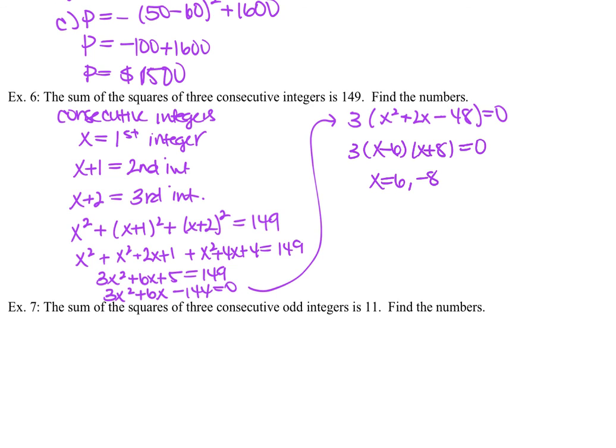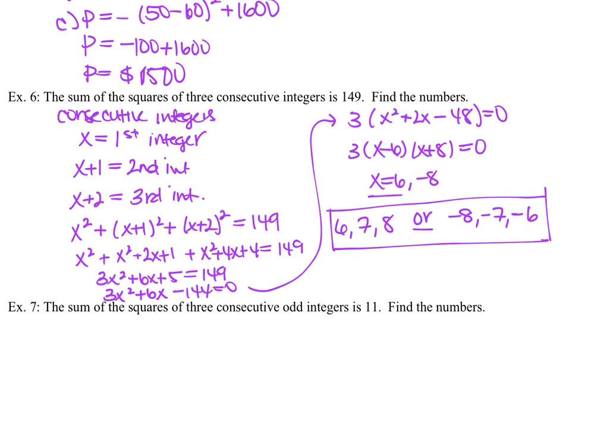Okay, so I actually end up with 2 different sets of answers. So if x is 6, then my integers are 6, 7, 8, because that will be x, x plus 1, x plus 2. My other set of integers, if x is negative 8, x plus 1 would be negative 7, and x plus 2 would be negative 6. So we'll end up with 2 different sets of answers. So you want to give both sets.